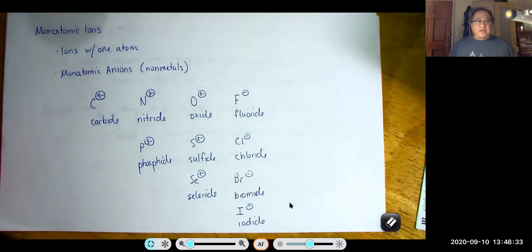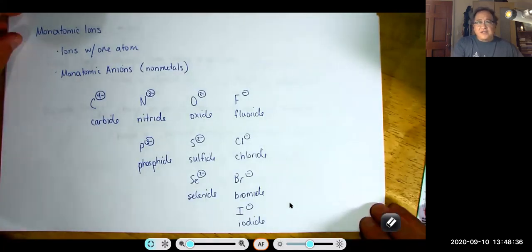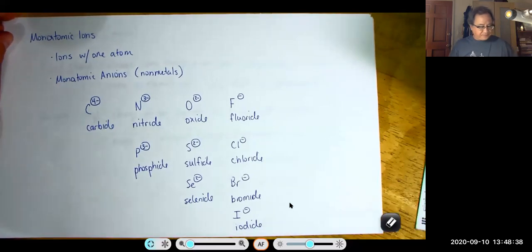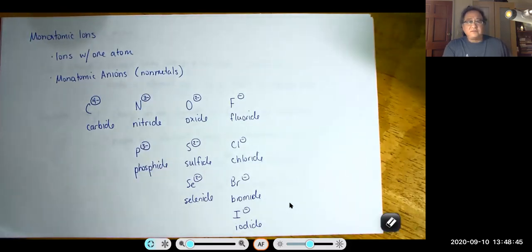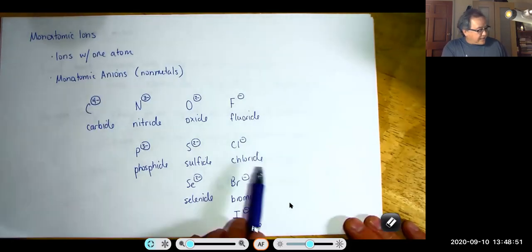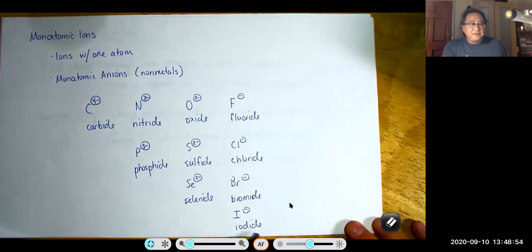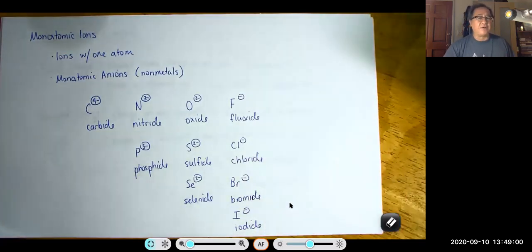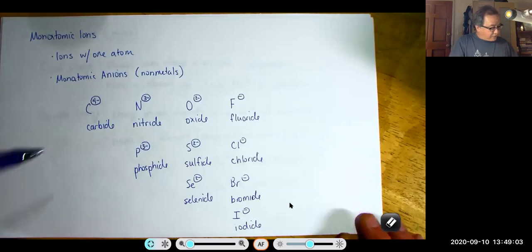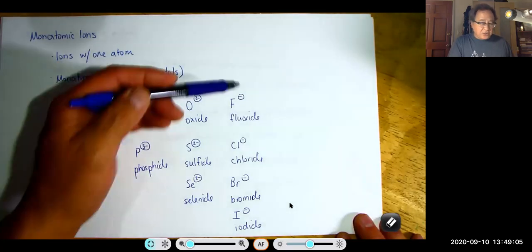Let's take a look at the monatomic ions. So these are ions made out of single atoms, okay? So they are almost always going to be nonmetal elements. And here we're going to look first at the monatomic anions, and these are the nonmetals, okay? You want to memorize the name of each one of these and the charge on each one of these. Now, what's nice about the charge is if you know what group it's in, it's always the same charge.